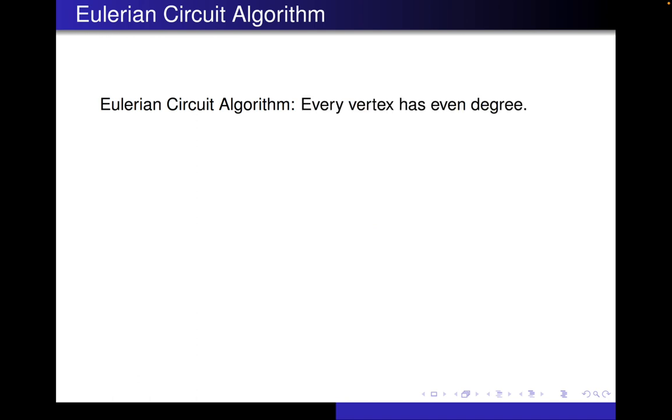So first of all, we're just starting off with a connected graph. All we know about that graph is it's connected and every vertex has even degree. So it's hard to know where to start on the circuit, isn't it? And every vertex looks just as good as any other. So the first thing is we have to pick some vertex. So I'm just going to pick a vertex V at random. All I know about that vertex is it has even degree.